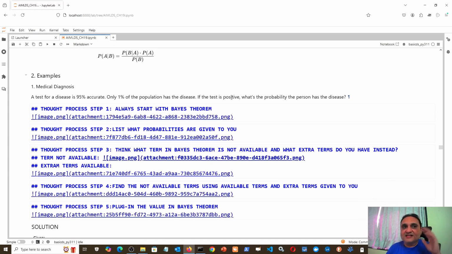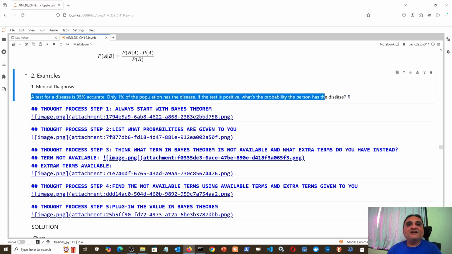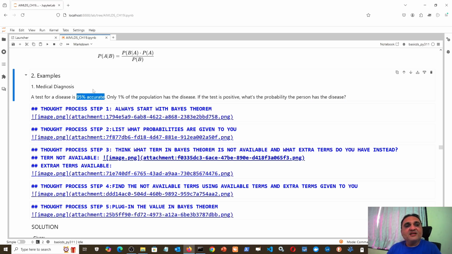Now let us take one example, then only it becomes clear. This is one simple one-line statement: a test for a disease is 95% accurate. Now what is the meaning? If the test says that you have the disease, then there is a 95% chance that you actually have the disease. But there is a 5% chance when the test will be positive, but you don't have the disease. Now, only 1% of the population has the disease.